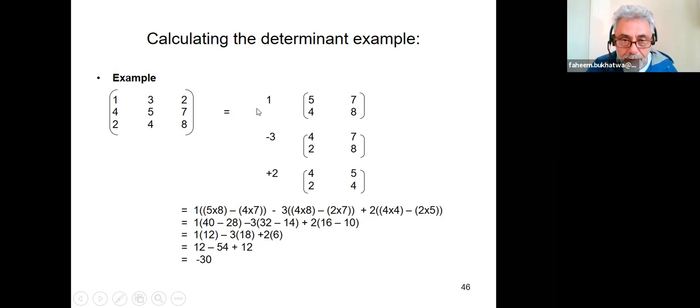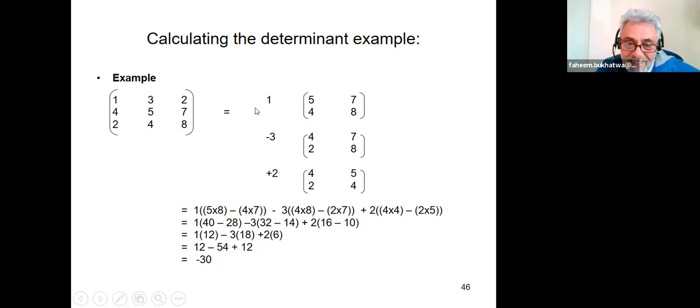That's a plus. Minus, we take the next number, which is 3. So minus 3 multiplied into what matrix? 3 is on this row and in this column. So you hide this row and this column. That leaves us with 4, 7, 2, 8. There it is. And then the next number is 2. So plus 2 multiplied into, you hide that row and that column. That leaves us with 4, 5, 2, 4. So 4, 5, 2, 4.